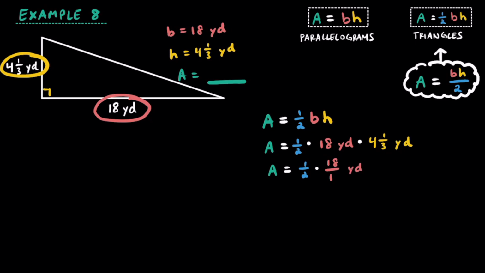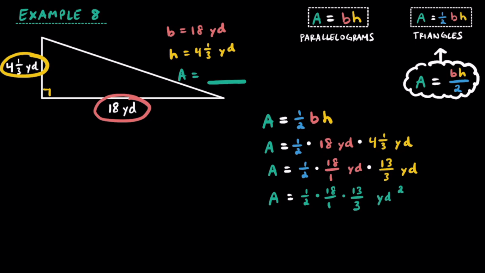I'll go ahead and write the yards as well, even though we could save it for later. And 4 1/3: 4 times 3 is 12, plus 1 is 13, so as an improper fraction, we can write that as 13 over 3 yards. Rearranging this just to make it a little more organized, the area is equal to 1/2 times 18 over 1 times 13 over 3, and at the end we have yards times yards, so that's going to be yards squared.